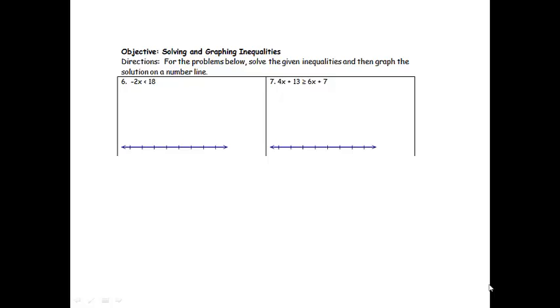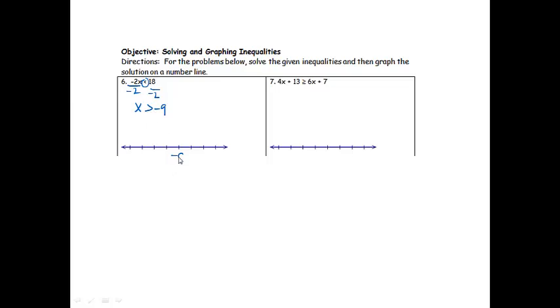Okay, this objective is solving and graphing inequalities. Directions for the problems below: solve the given inequalities, and then graph the solution on a number line. So number 6, negative 2x is less than 18. To solve this one, we'll divide both sides by negative 2. So I'll get x, 18 divided by negative 2 is negative 9, and since I divided by a negative, I need to switch the way this is going, so less than becomes greater than.